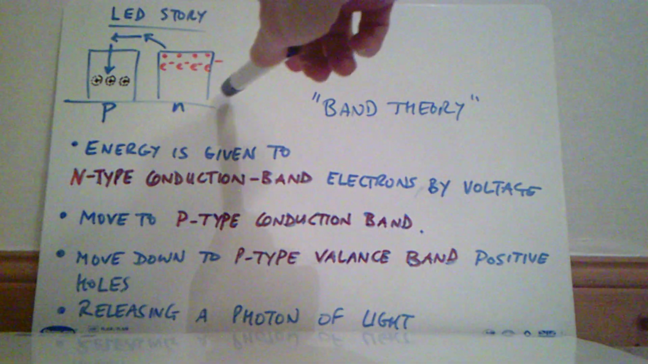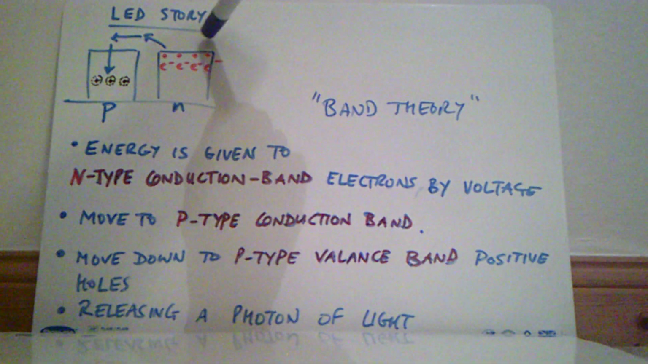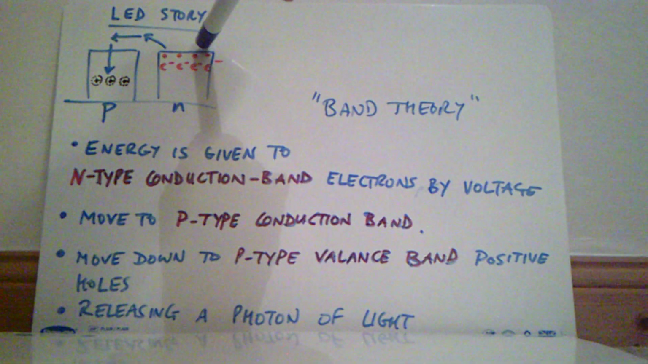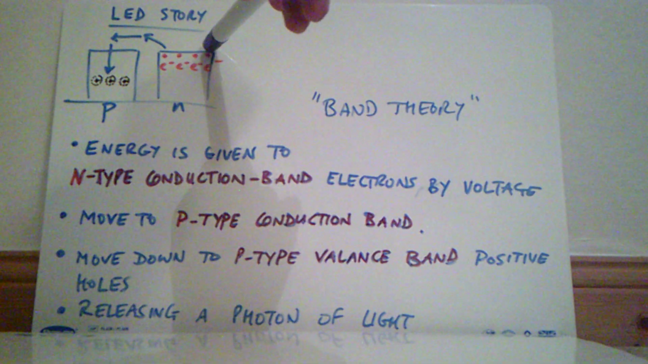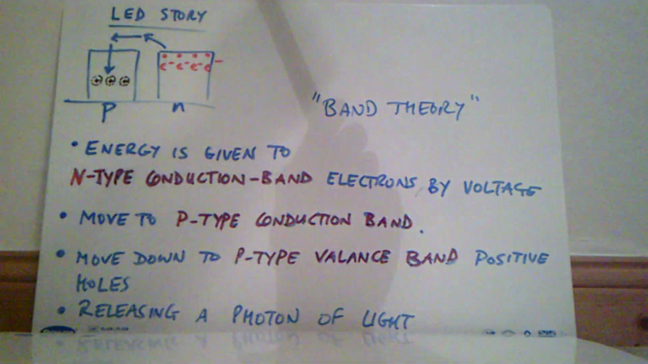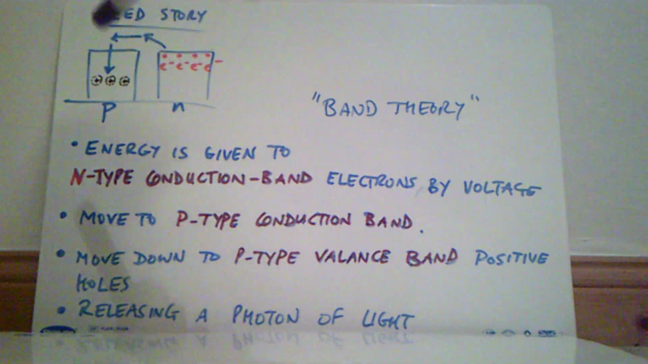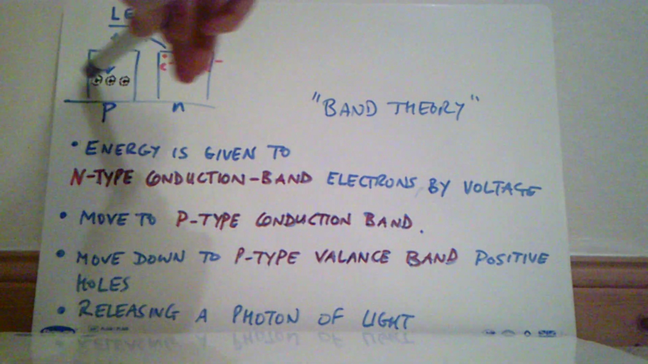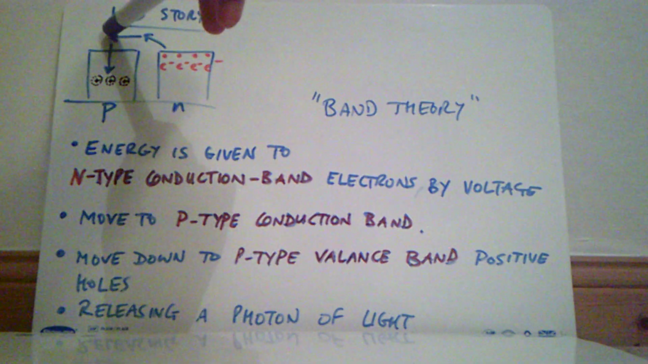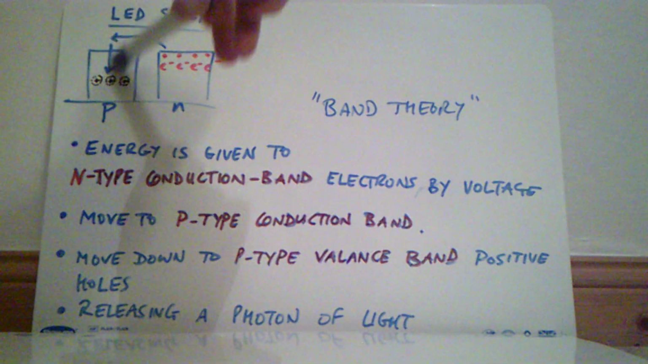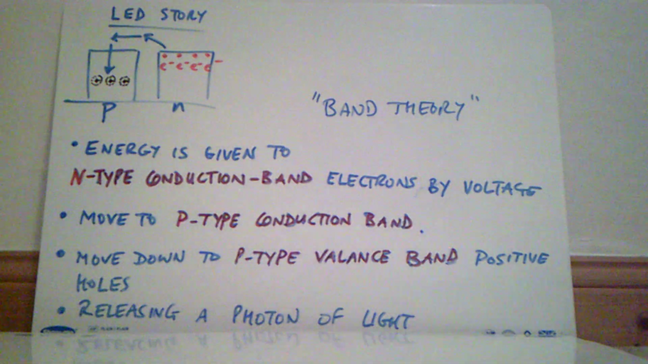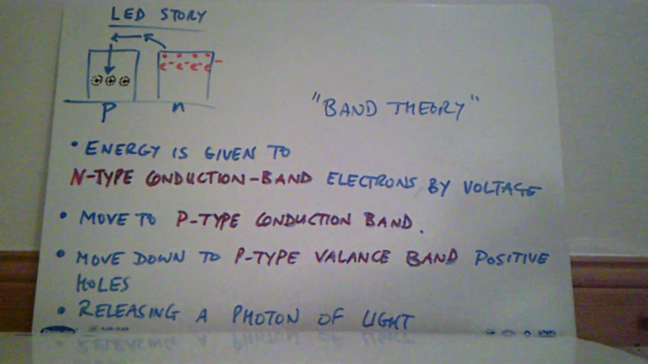So p-n junction: the n-type semiconductors have got these extra electrons floating at the top in the conduction band. The external voltage then pushes these up and onto the conduction band of the p-type semiconductor. They then fall down through the positive holes in the valence band of the p-type semiconductor, and if that size of energy fall is big enough, then the energy is given out in a photon of light. So this is called band theory.